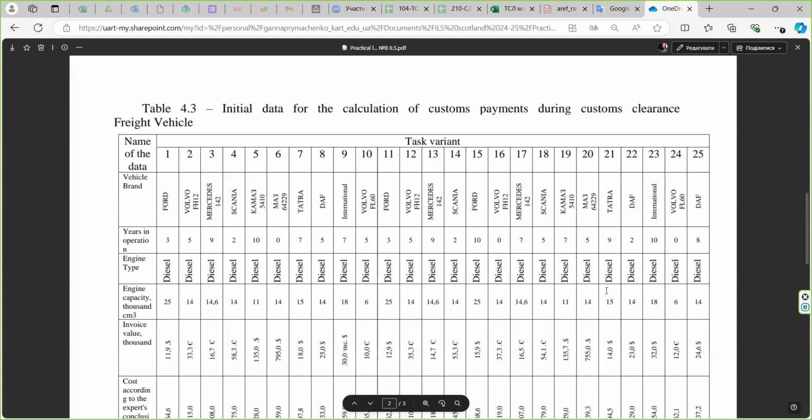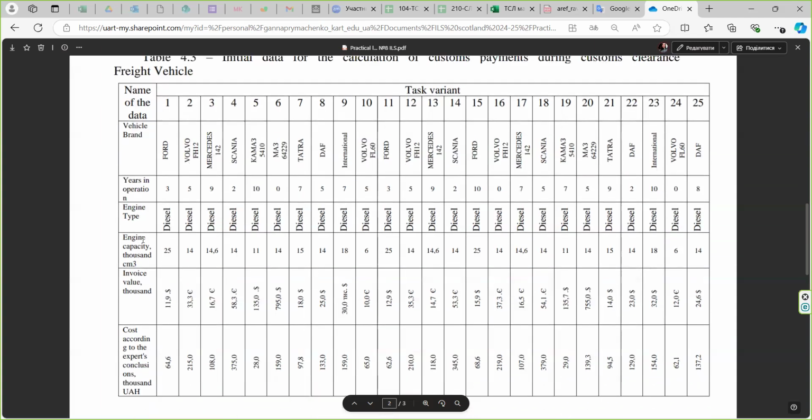We can see this information also. We have the information about engine capacity, 1,000 cubic centimeters. It is also different power. We can see, yes, because for some types of vehicles it is 6, maybe it is the little parameters, and for example 25,000 cubic centimeters. So different parameters of it.